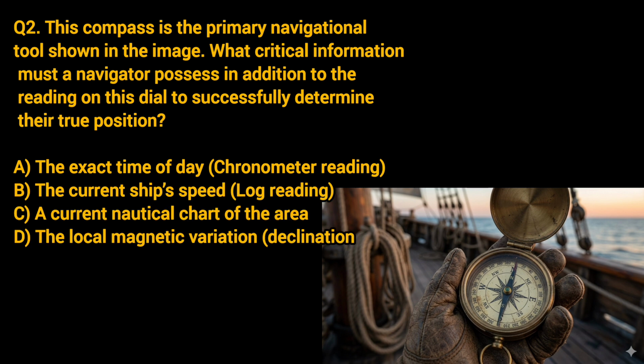This compass is the primary navigational tool shown in the image. What critical information must a navigator possess in addition to the reading on this dial to successfully determine their true position? A. The exact time of day, chronometer reading. B. The current ship's speed, log reading. C. A current nautical chart of the area. D. The local magnetic variation, declination.